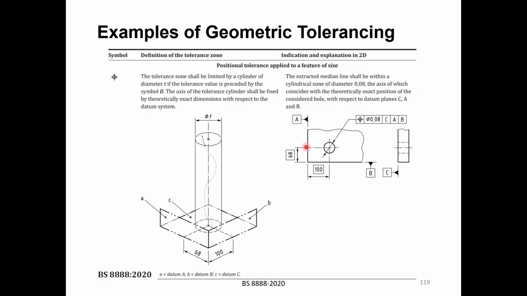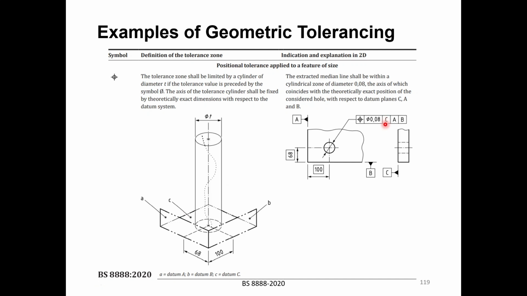But if you think about it, the tolerance here is a cylinder with a diameter 0.08. This is the theoretical center line, this center line that is going out of the page. And then the real center line, which is the exaggerated dotted line here, could be anywhere within this. It could be tilted a little bit to the left, a little bit to the right, but as long as it is within this tolerance cylinder, we should be fine.